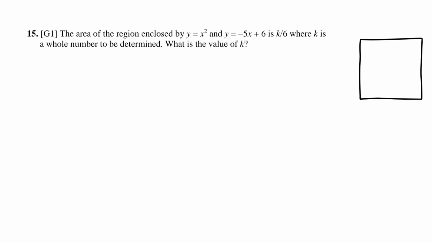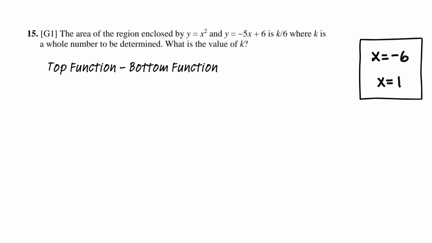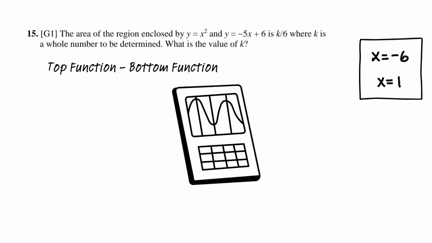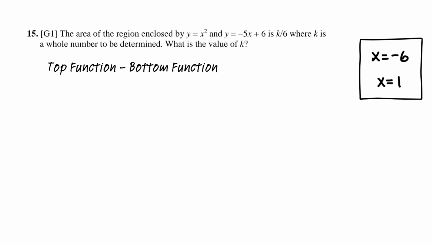Now that we have our intersection points at x equals negative 6 and 1, we need to set up our integral. The golden rule for area between curves is always top function minus bottom function. But how do you know which is which without a graphing calculator? Here is a pro tip. Pick any easy number between your bounds. Let's pick x equals 0.